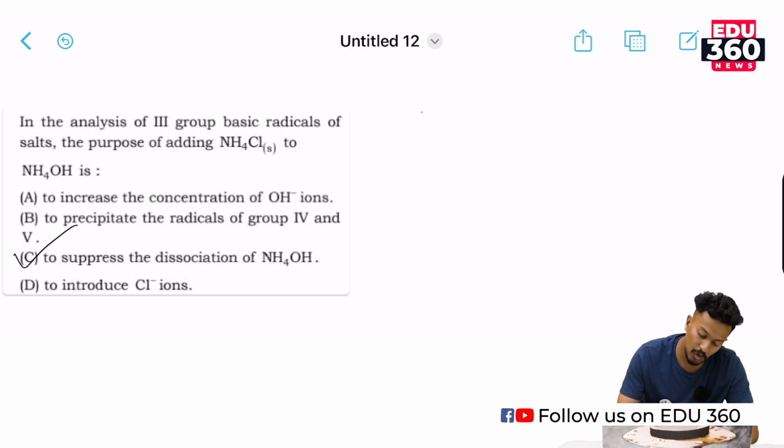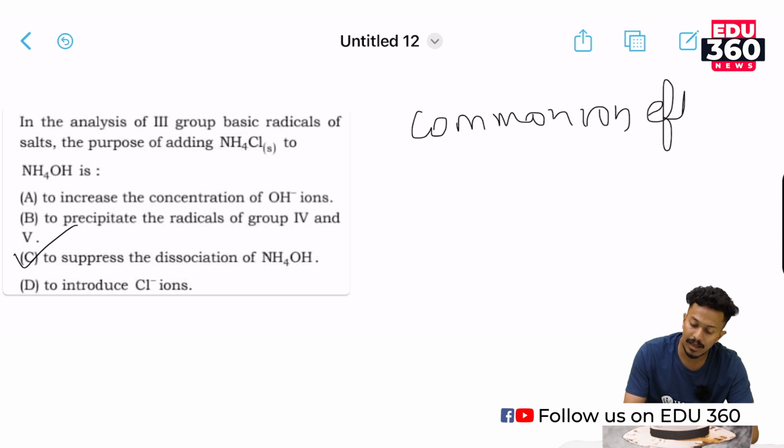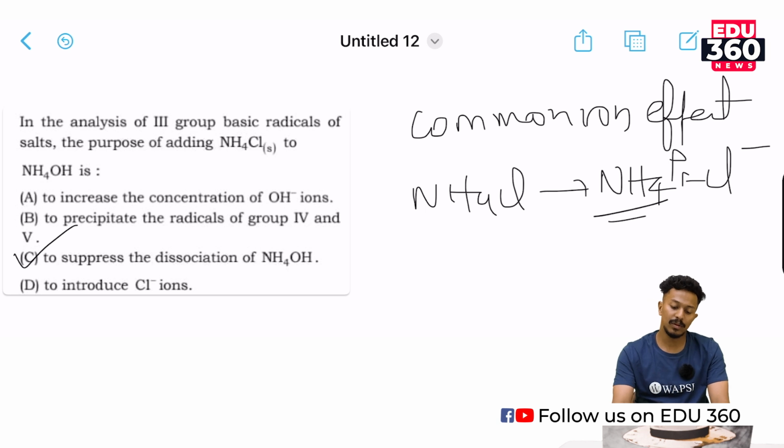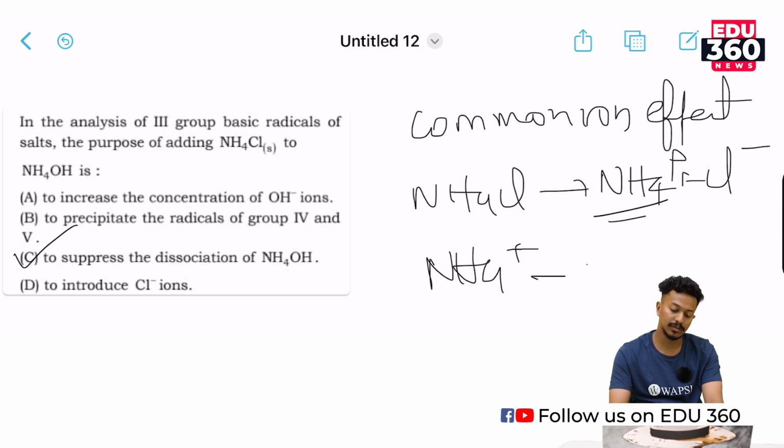So the correct option for this reaction would be to suppress the dissociation of NH4OH. Yes, common ion effect, where NH4Cl gives NH4 plus and Cl minus. This NH4 plus is used to suppress the dissociation of NH4OH, right?